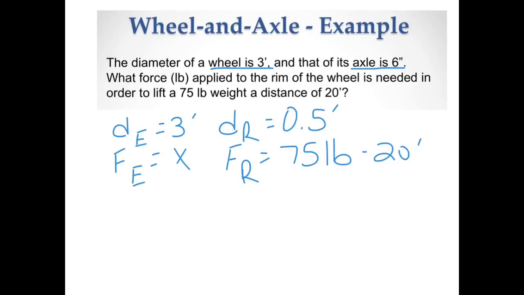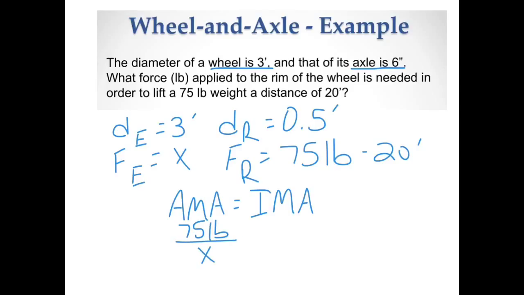All right, so we're going to assume here that AMA equals IMA. Sometimes we have to assume that to solve our math. So I know then that my force of my resistance, which is 75 pounds, divided by X, equals my distance of my effort, which is 3 foot, over 0.5 feet. All right, so we look at this 20 feet. Do I need to actually put this 20 feet into my equation?